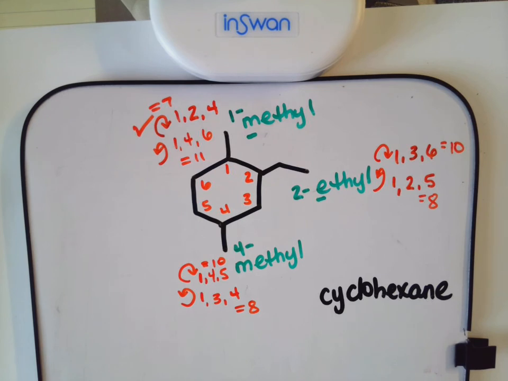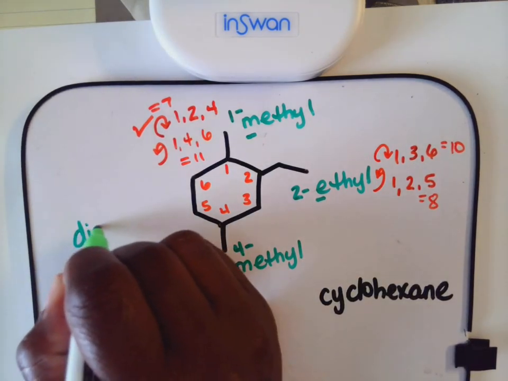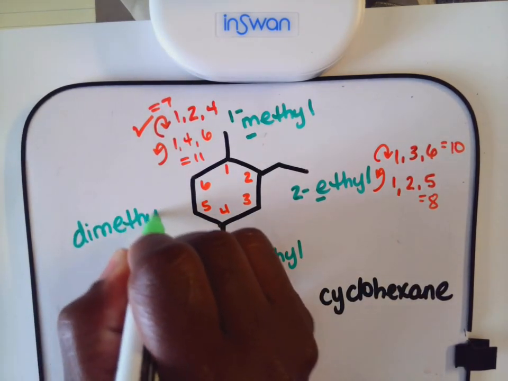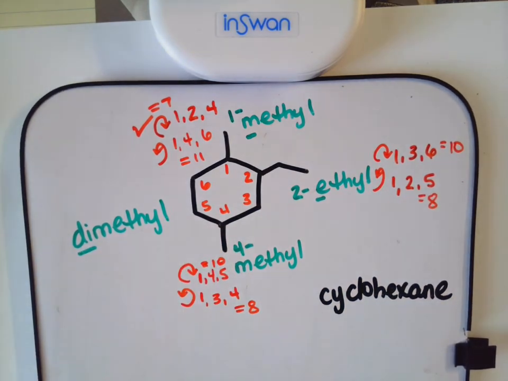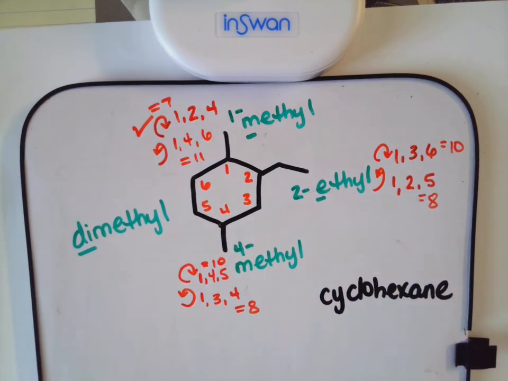Another thing to look at: you have two of the same substituents. So you have two methyl groups. Instead of writing it as 1-methyl, 4-methyl, you would show it as dimethyl. This di means two of the same. So writing dimethyl indicates that you have two methyl groups. When you have multiple of the same substituent, you may have dimethyl, you may have trimethyl or tetramethyl, and so on and so forth.